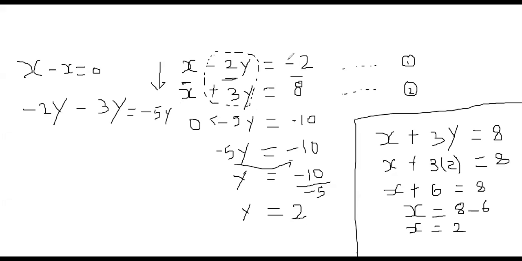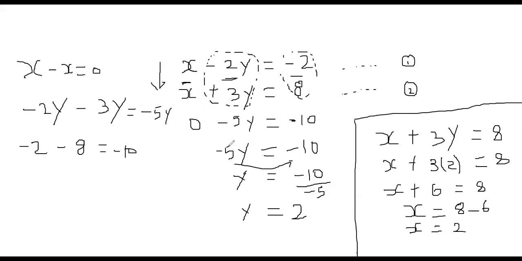And in this section, we need to subtract also. So we say negative 2 minus 8. Negative 2 minus 8 will give us minus 10. That's the reason why we get minus 10 here. So now we just ignore the 0 because the 0 has no effect here. So we just put negative 5y equal to negative 10. This is what we end up with.